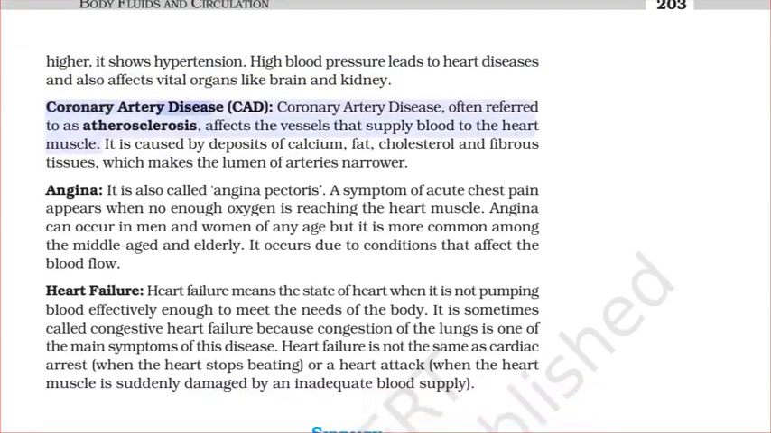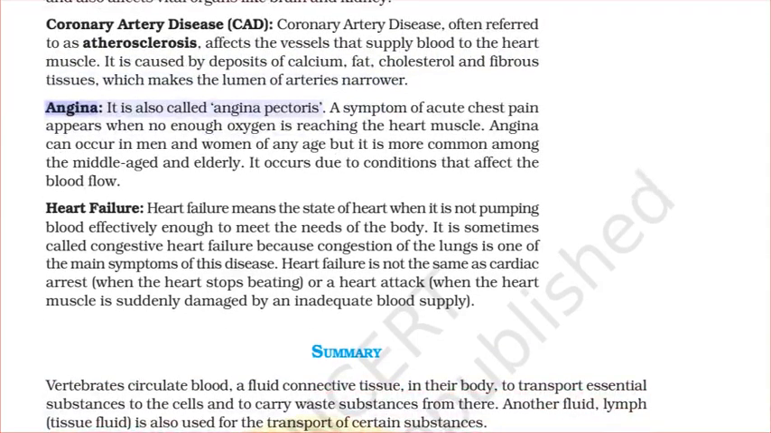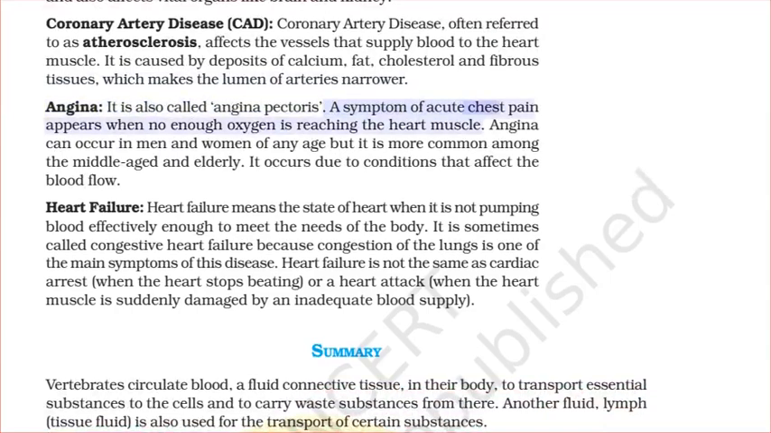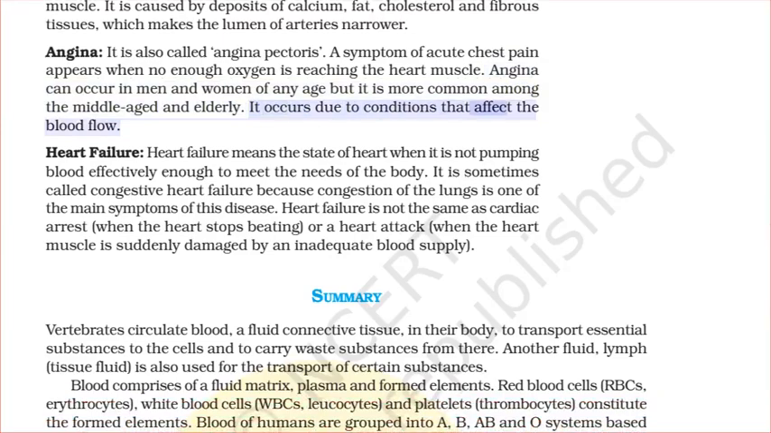Coronary artery disease. Coronary artery disease, often referred to as atherosclerosis, affects the vessels that supply blood to the heart muscle. It is caused by deposits of calcium, fat, cholesterol, and fibrous tissues, which make the lumen of arteries narrower. Angina. It is also called angina pectoris. A symptom of acute chest pain appears when not enough oxygen is reaching the heart muscle. Angina can occur in men and women of any age, but it is more common among the middle-aged and elderly. It occurs due to conditions that affect the blood flow.